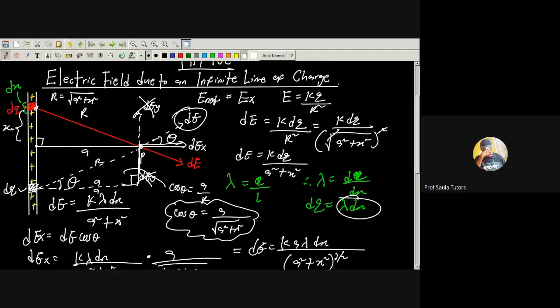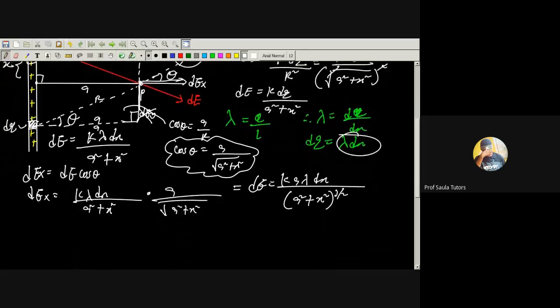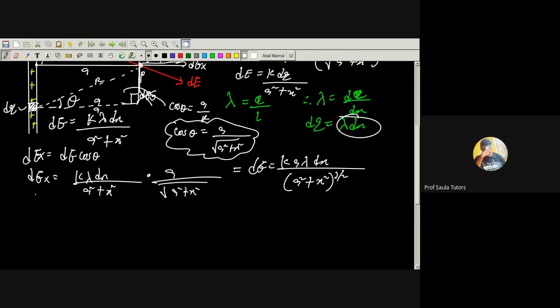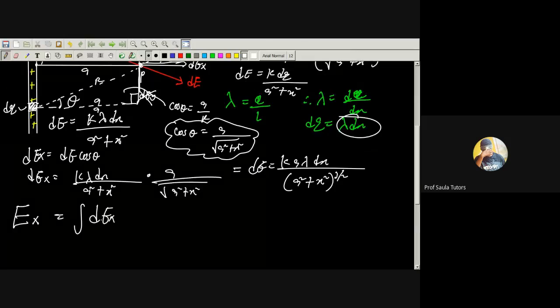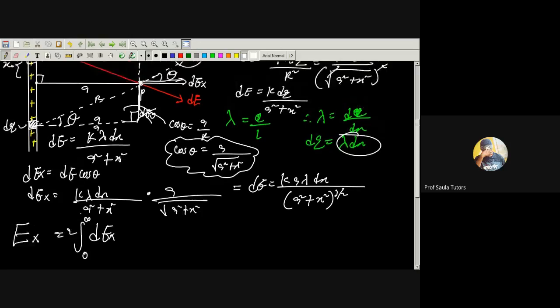Now, how do I sum up all these tiny segments throughout the infinite length? Then, I'll be using the concept of integration. My total electric field, Ex, will be equal to the integral of dEx. That is, I'm summing up all the tiny segments throughout the infinite length. What does that mean? Your integration will have a boundary from negative infinity to positive infinity. You can do it like this, or you do it this way, that your boundary should be from 0 to infinity, and you double it. Let me explain that.